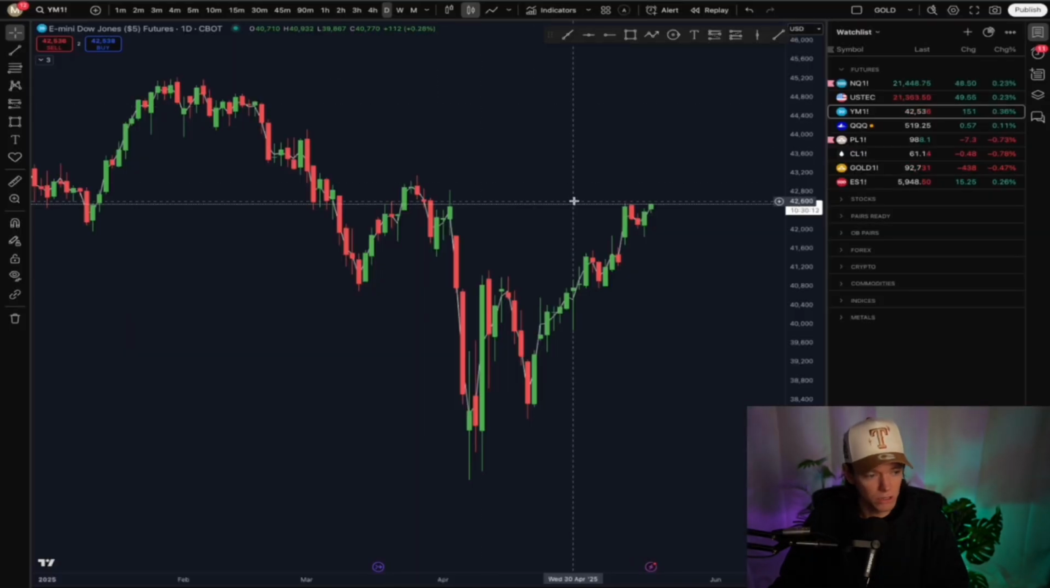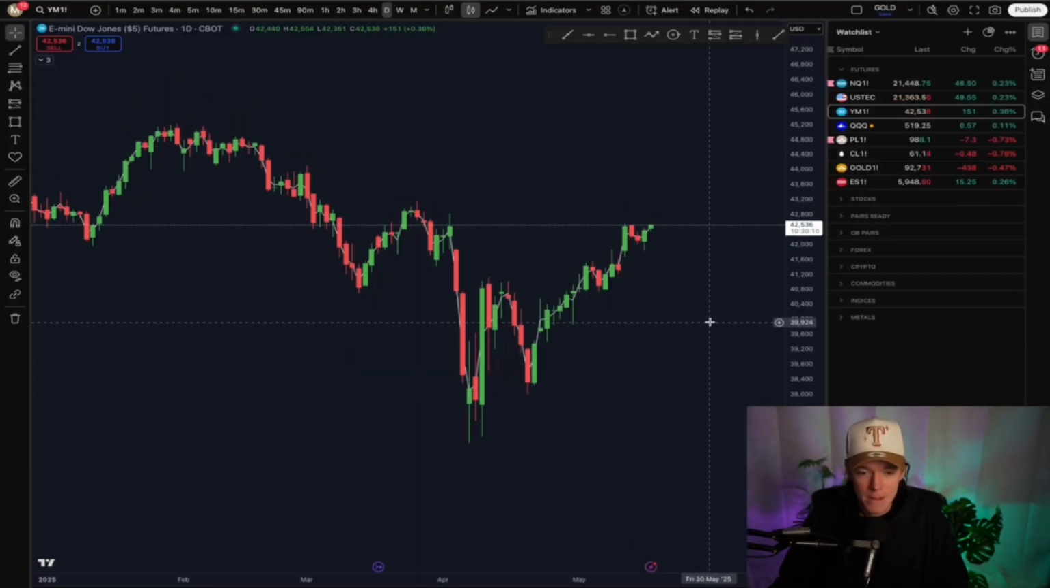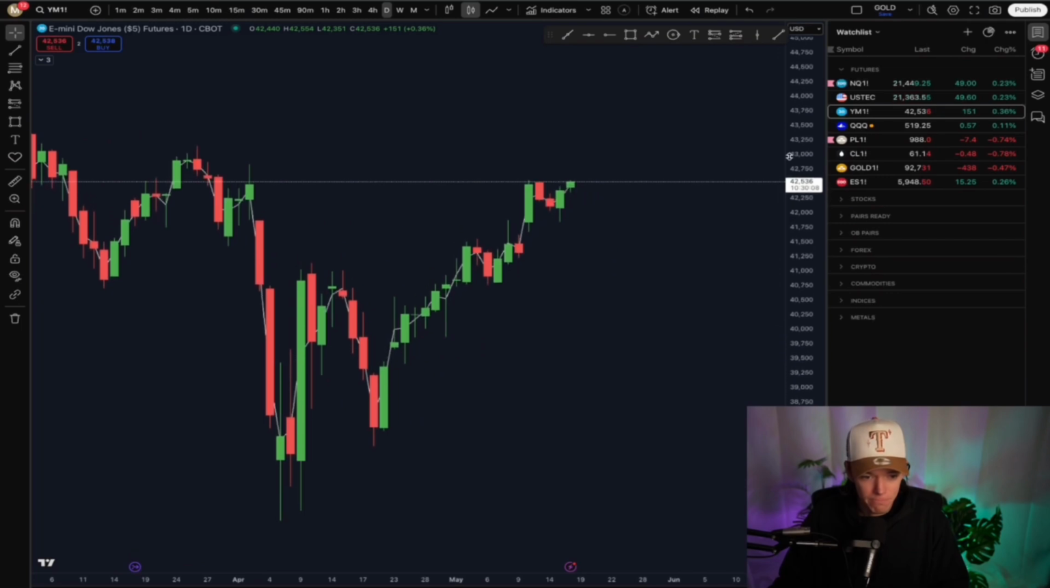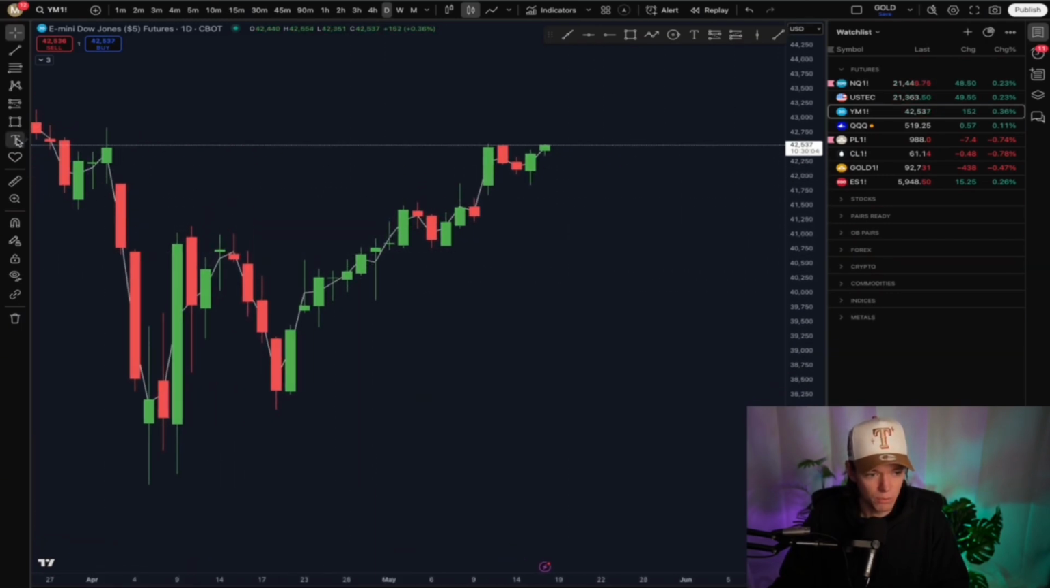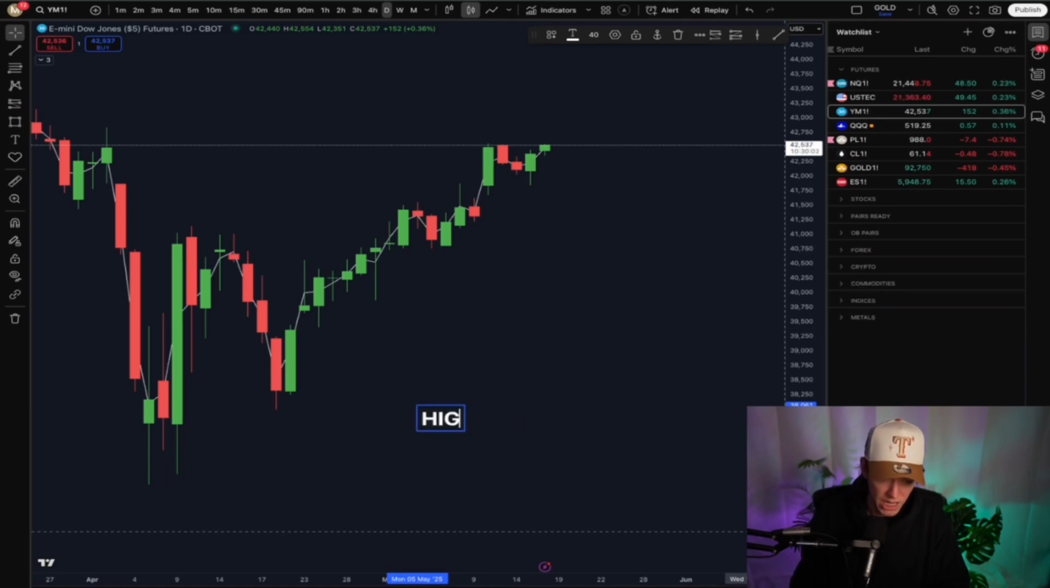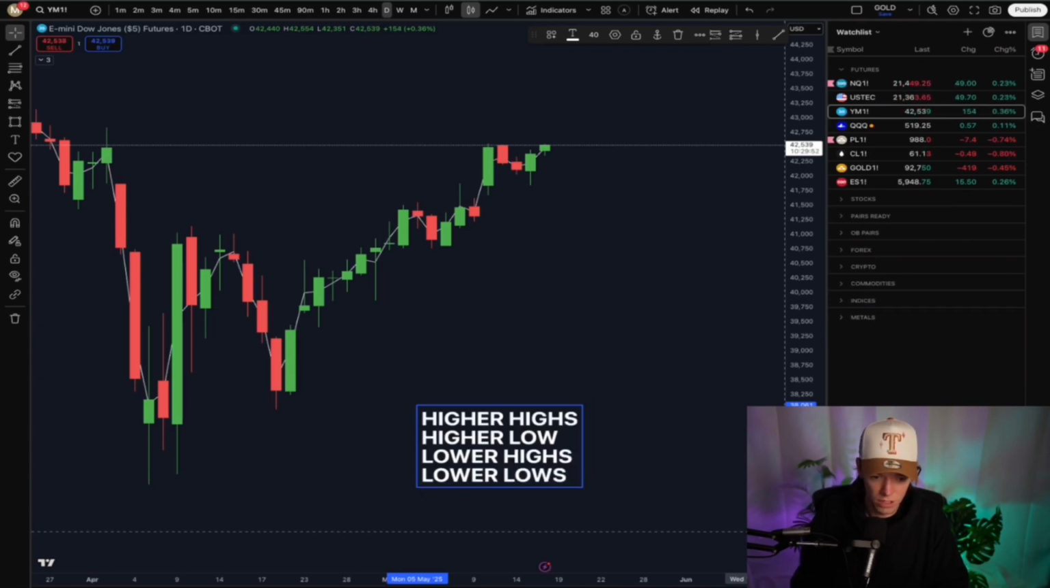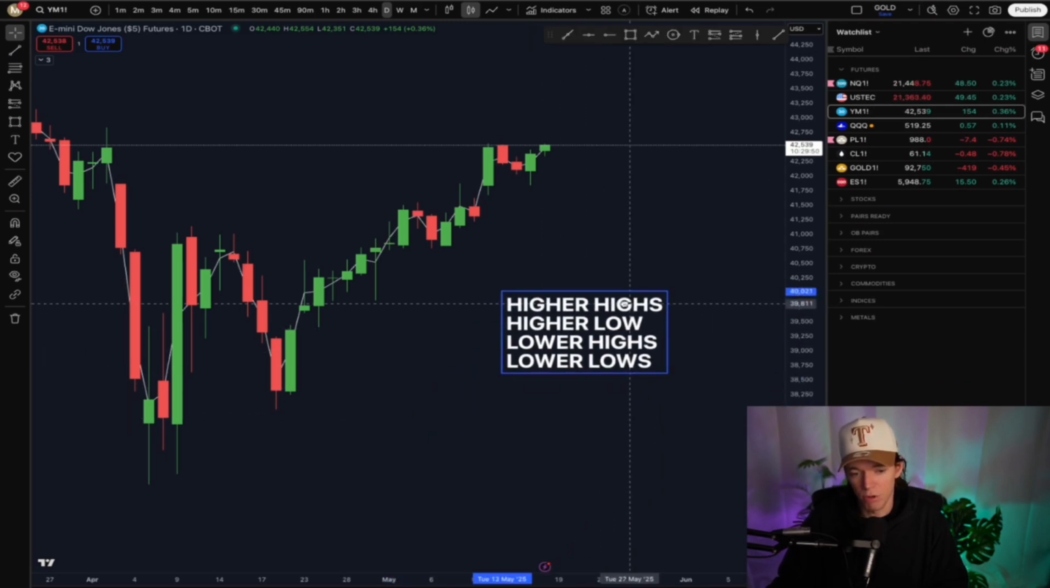Now we're going to jump straight into the chart here. These are the key terms that I want you to get. You may have heard this before. We've got higher highs, higher lows, lower highs, and lower lows. These are the proper terms that many traders use.